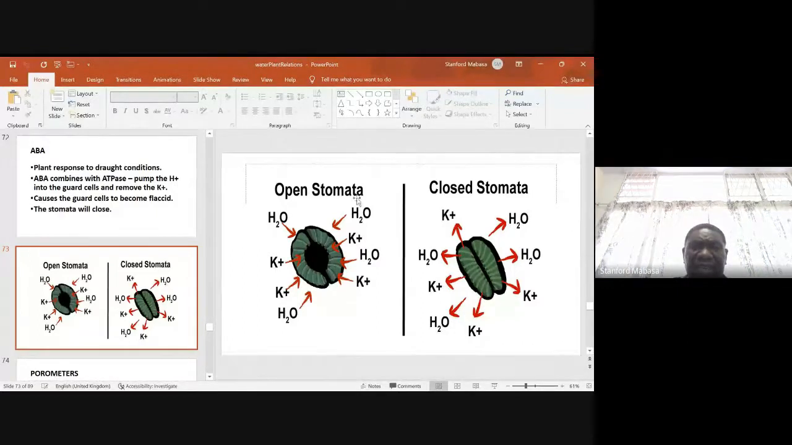So this is the open stomata. You can see water is going in, potassium is going in, and you have an opening here. When the stomata is closed, everything is leaving the guard cells. Water is getting out, potassium is getting out, but we know hydrogen is going into the guard cells. So this is how the plant can control what goes inside it and what leaves it.